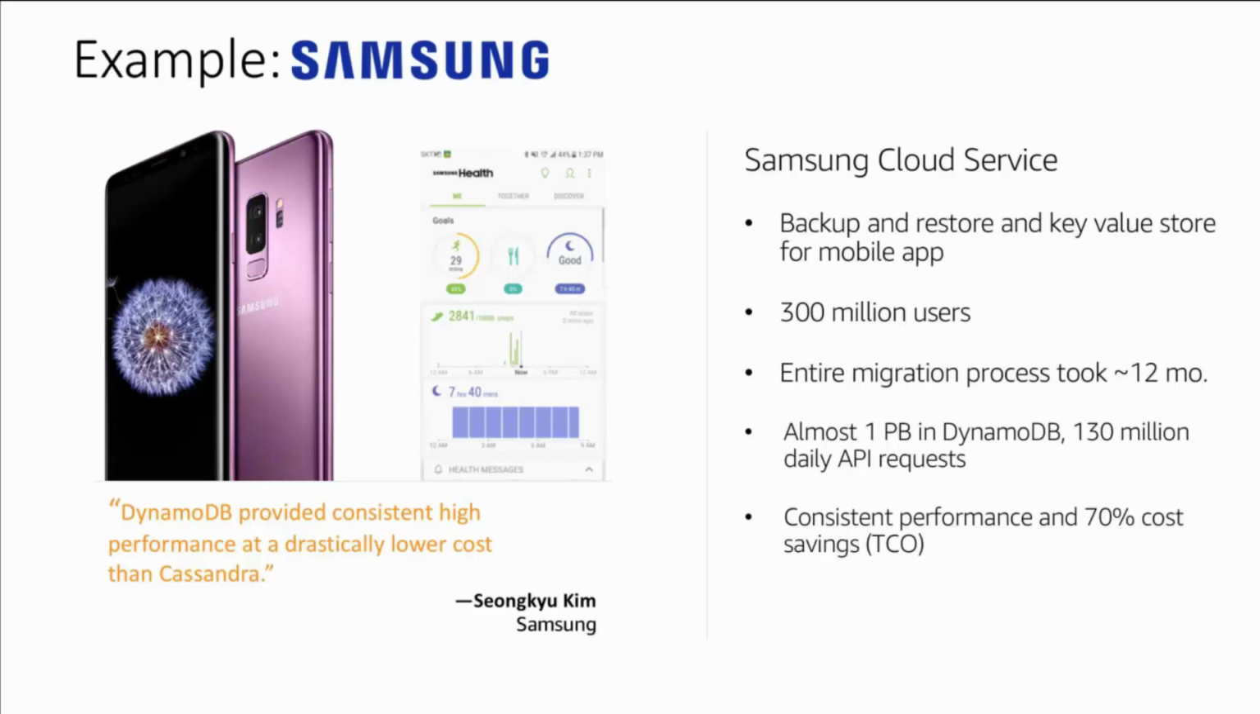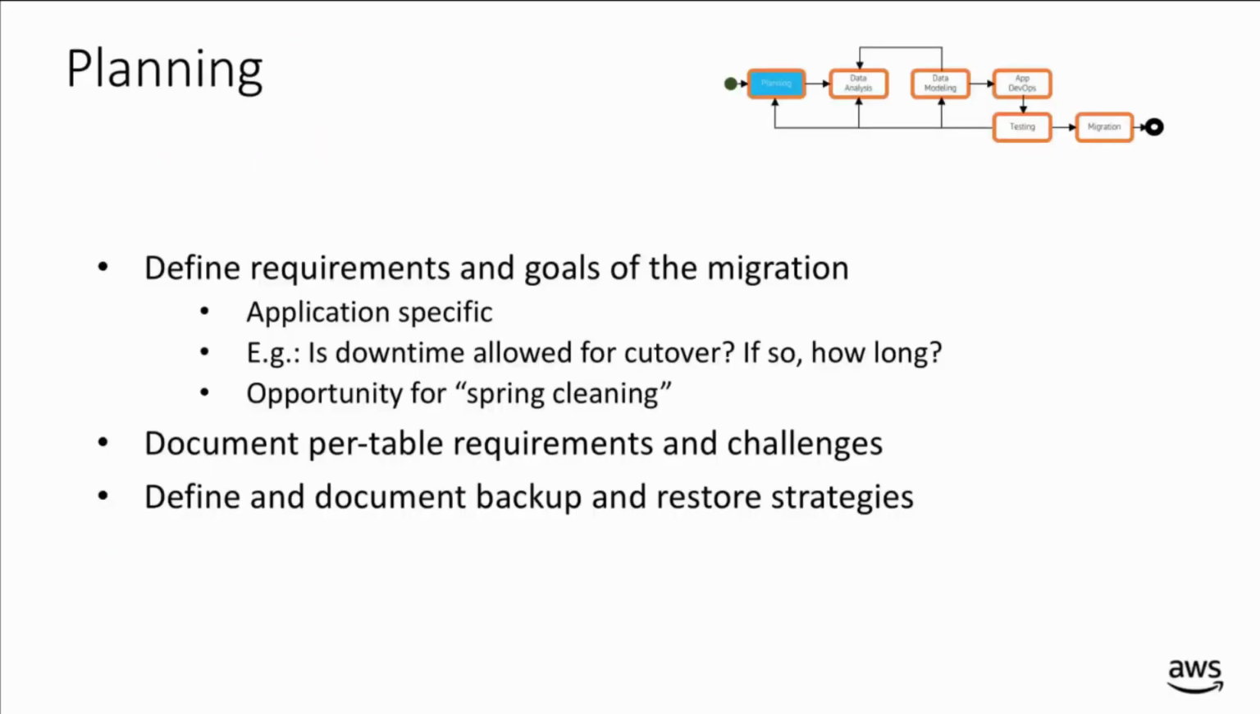They've also seen consistent performance over time, as well as 70% cost savings, TCO. First step in any migration is to define requirements, scope, and goals of the migration. And like I said, this is going to be application specific. Some of the concerns, for example, include whether any downtime is allowed for cutover, how long. Typically, though, today we see that most customers want to do live migrations with no downtime.